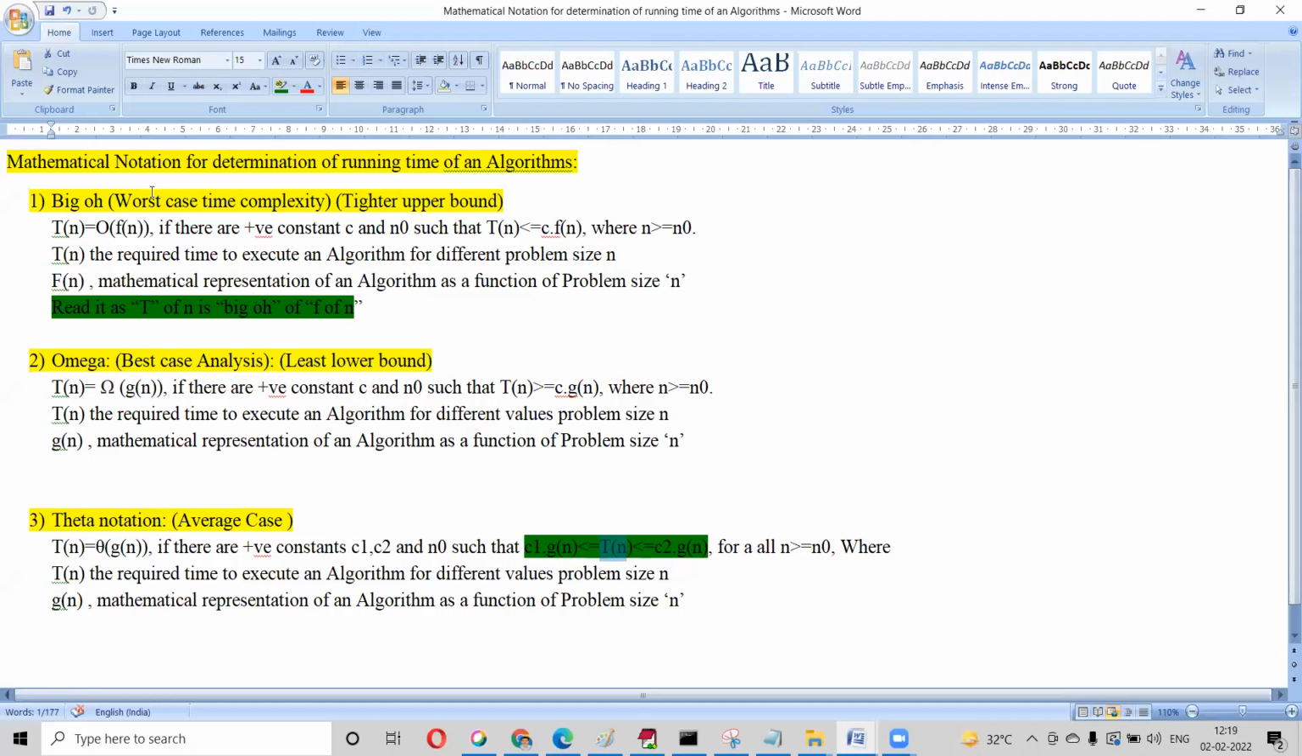So in general, we need to write these big O, omega, and theta notations. But in practice, we are always writing big O notation only.